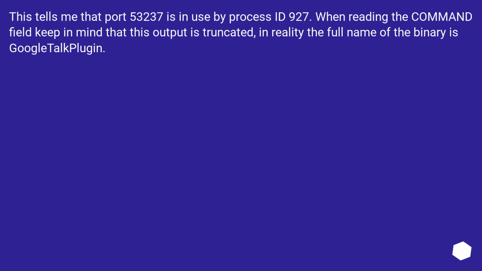This tells me that port 53237 is in use by process ID 927. When reading the command field, keep in mind that this output is truncated. In reality, the full name of the binary is Google Talk Plugin.